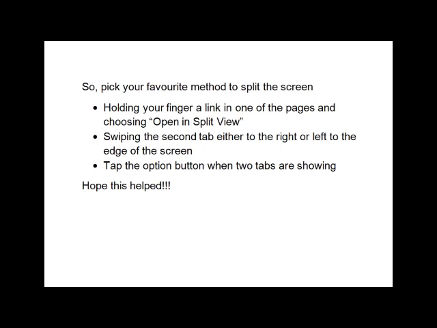So pick your favorite method. Either open the split view, swiping the second tab to the right or the left, or holding down the Option button when the 2 tabs are showing. And then you can see 2 pages at the same time.